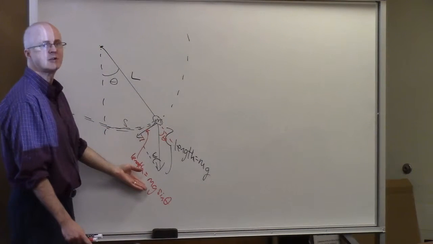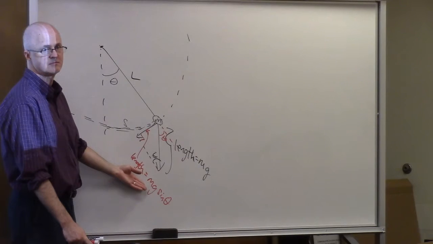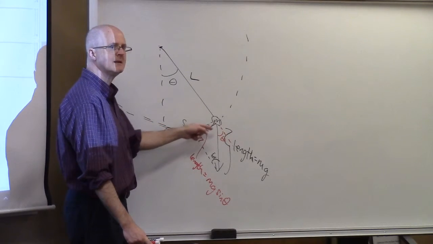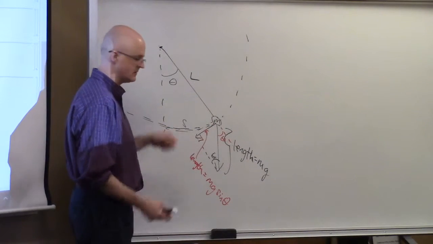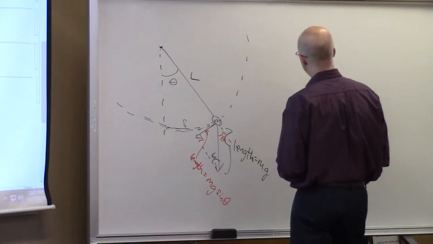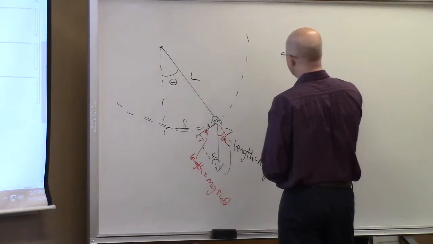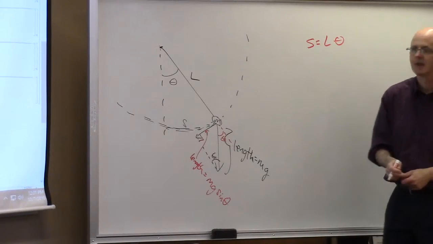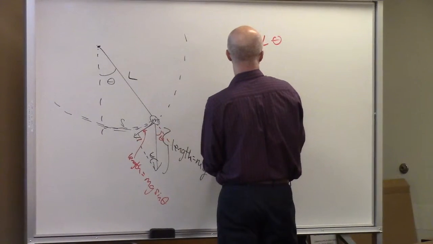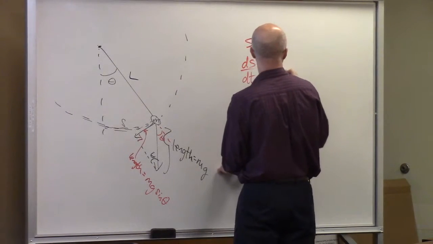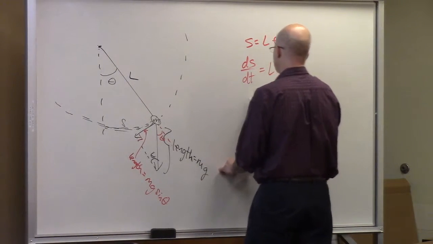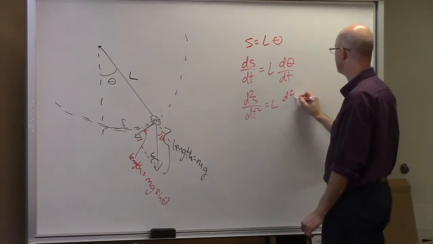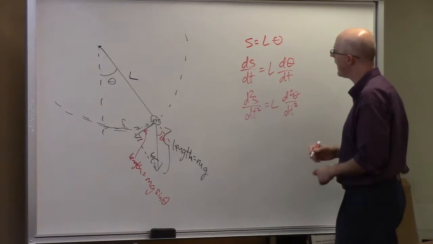And so essentially, this is the magnitude of the force on the bob with respect to moving along the circle. S equals L times theta. The velocity of the bob, ds/dt, is L times d theta/dt. And the acceleration of the bob, the second derivative of s with respect to time, is L times the second derivative of theta with respect to time. L is constant.